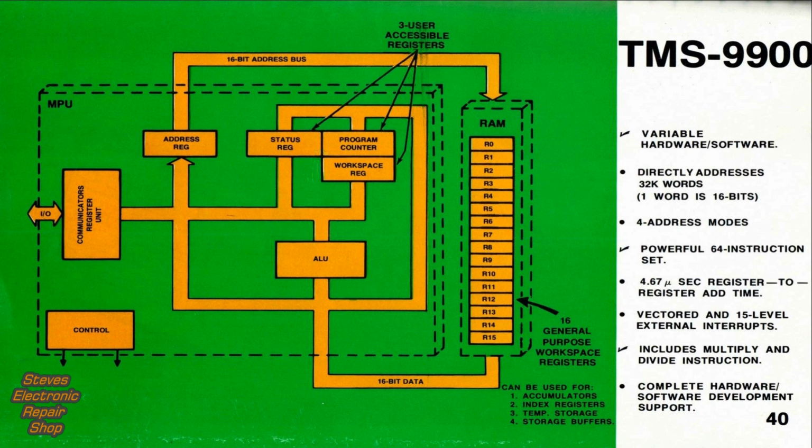These RAM registers can be used as either accumulators, index registers, for temporary storage, or for storage buffers. A very minor drawback to this arrangement is that the system cannot operate without a separate RAM chip. However, this architecture gives us the unique feature of variable hardware and software, making the 64 instructions extremely powerful. Other big pluses are the built-in multiply and divide capabilities.